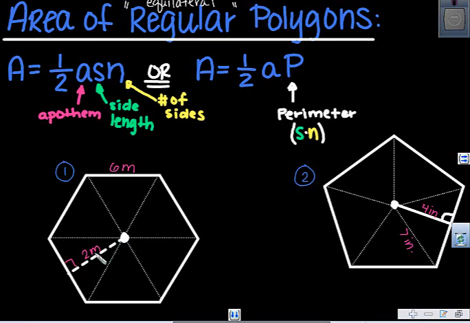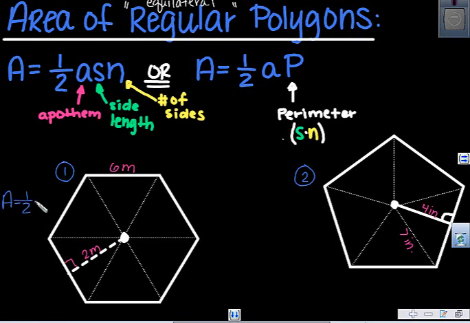It's to the center of one of the sides and it makes a 90-degree angle. So here our apothem is given as 2. We have a side length as 6, and you're told that these are regular, so even though it doesn't have tick marks, you're told in the instructions these are regular polygons. So you can assume all of these sides are 6. And then the number of sides, this is a hexagon, so that would also be 6. So I'm going to solve for number 1 here.